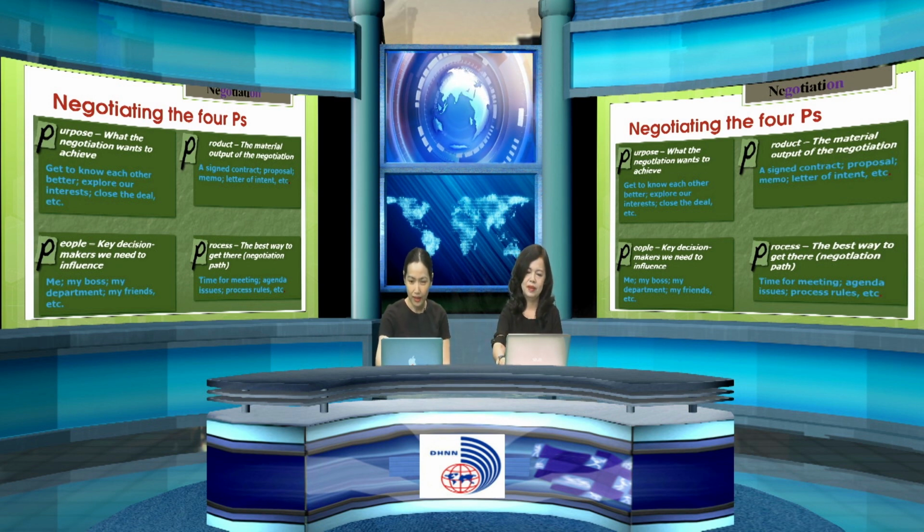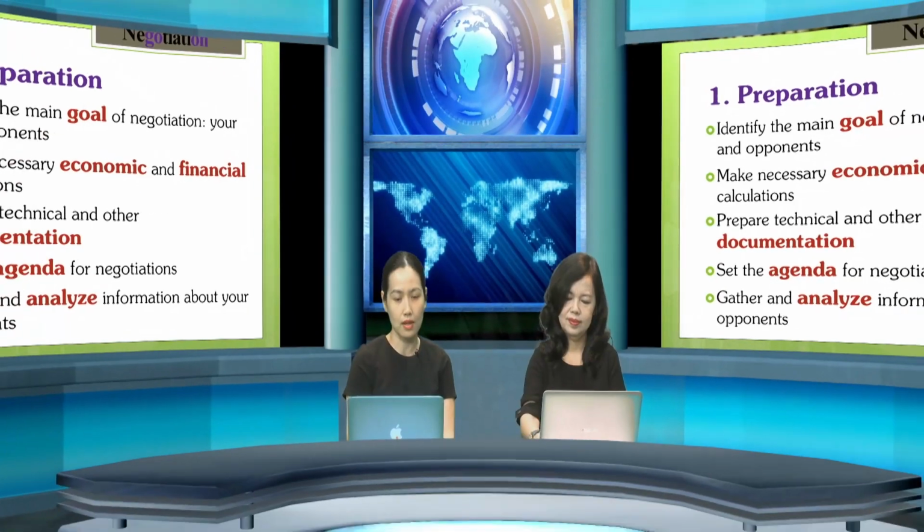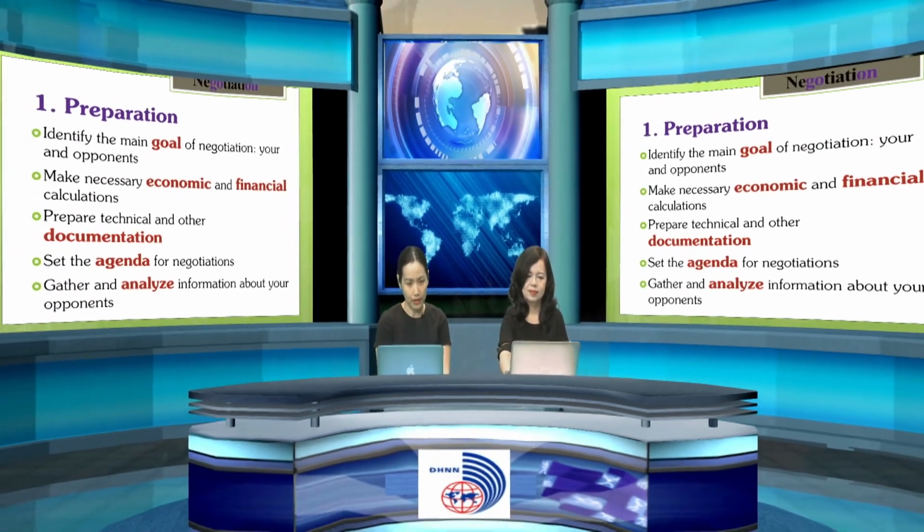G. And the next one we will mention is the process of negotiation. Actually, there are four stages in the process of negotiation. The first one is preparation. The second one is exchange of information. The next one is bargaining. And the final one is closing and commitment. Now, let's have a look at the first stage in the process of negotiation, that is preparation.